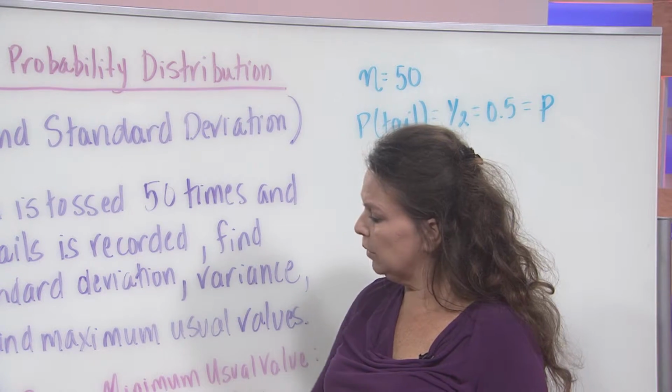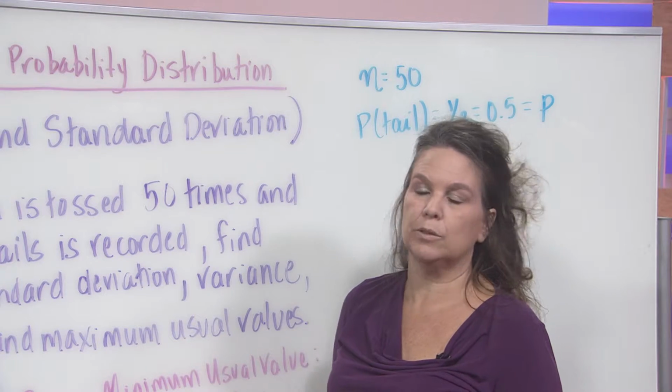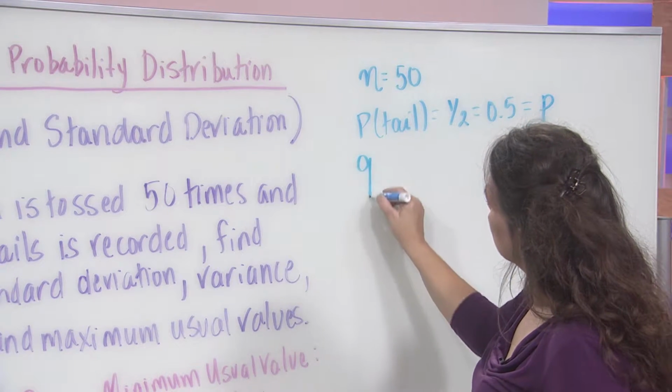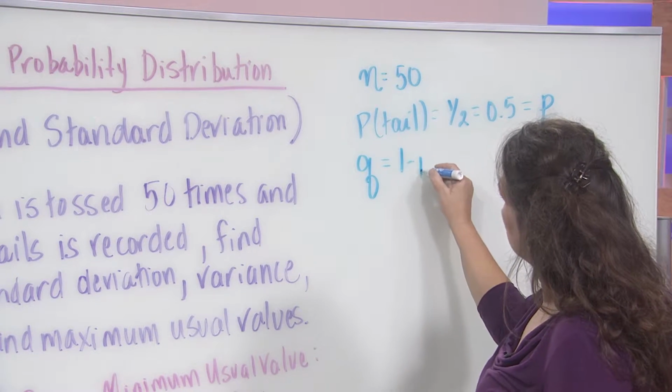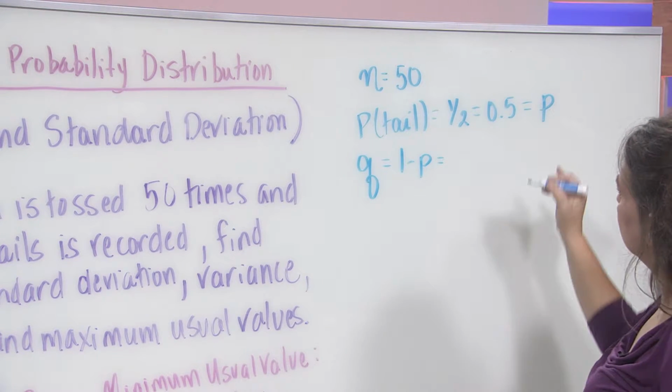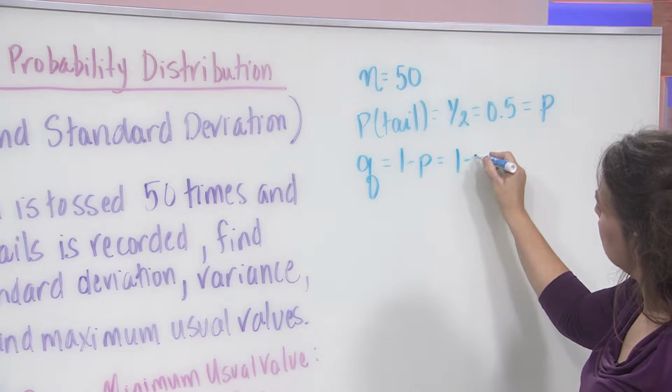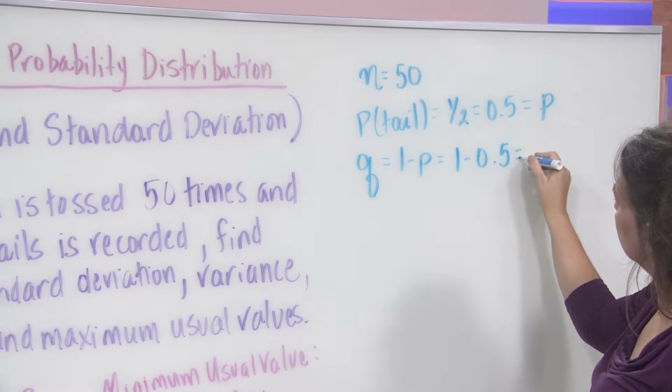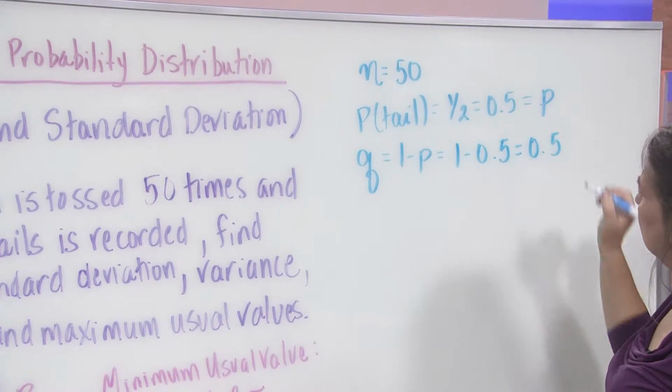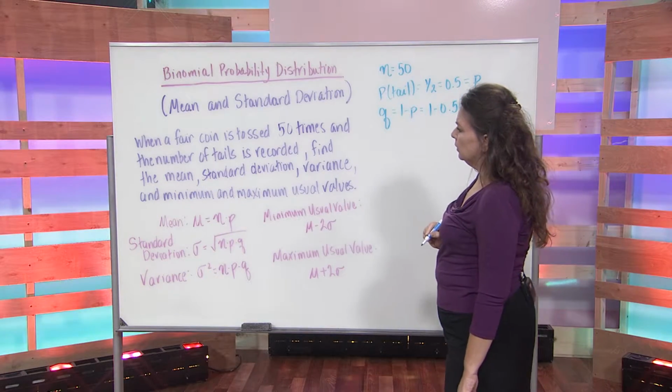I'll go ahead and write down what our q value is, because we'll need that as well. So q is equal to 1 minus p. And we just figured out what p is. So we have 1 minus 0.5, or q is also 0.5.